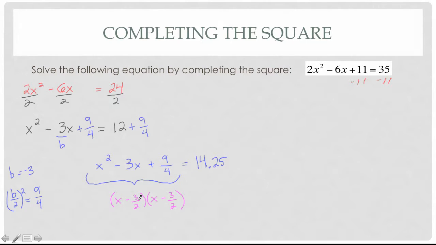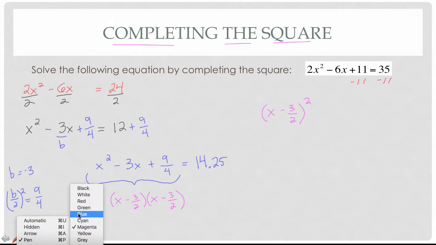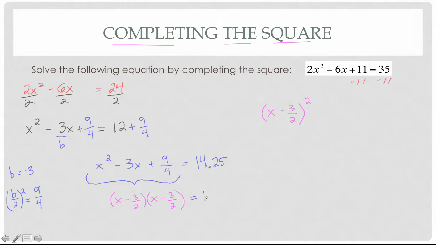But even more interesting is these are the exact same binomial. So I can rewrite it as x minus 3/2 squared, because there's two of them. That's what we mean by completing the square. We added this portion here, 9/4, which allows me to complete it as a perfect square trinomial, and factor really nicely. Let me write back. We still have the other side of the equation, so it's all still equal to 14.25.